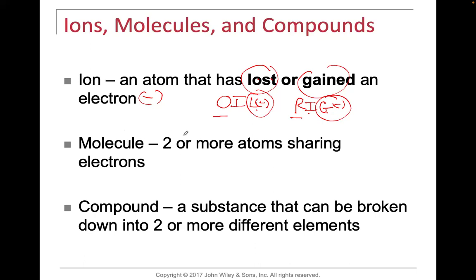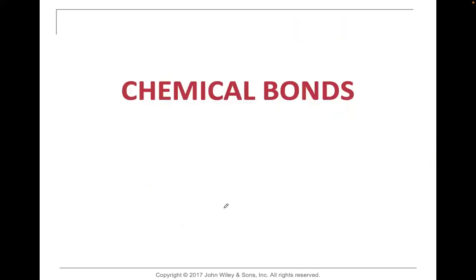All right, what's a molecule? A molecule is when you have two or more atoms that share electrons. So we can lose electrons, we can gain electrons, and sometimes they hold hands and they just share, they connect. They're sharing electrons. A compound is a substance that could be broken down into two or more different elements. So when I go through chemical reactions, we'll look at a bunch of compounds and see how they can be broken down into two or more different elements.